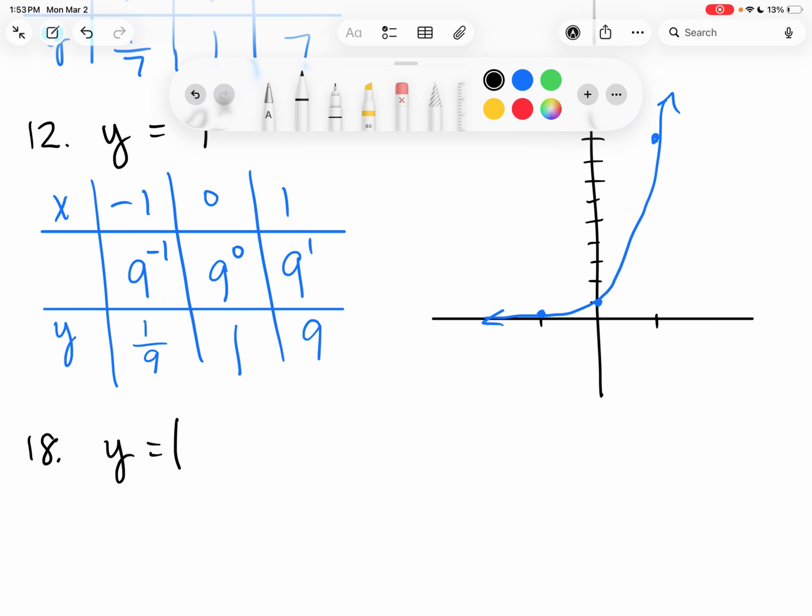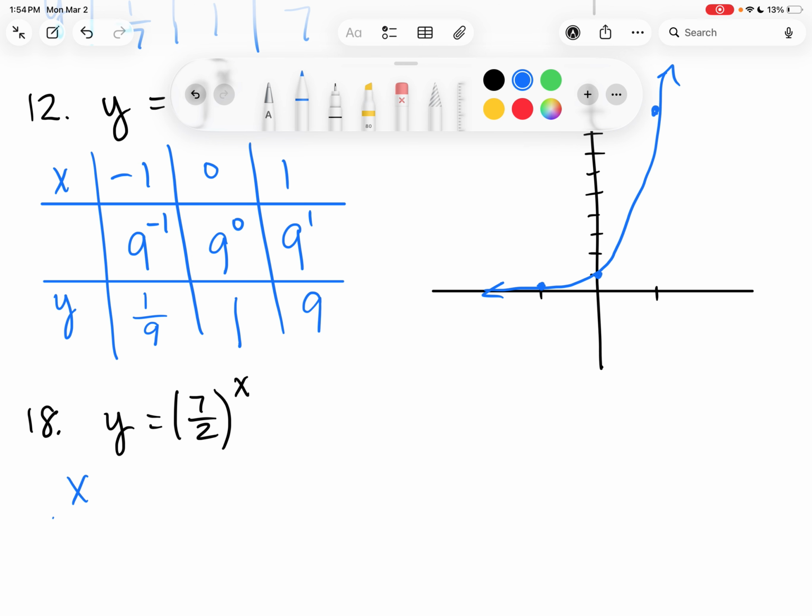Y equals 7/2 to the x. What? I thought you said that was the X lesson. What? Like 1/9. Never mind. You'll see in a second.